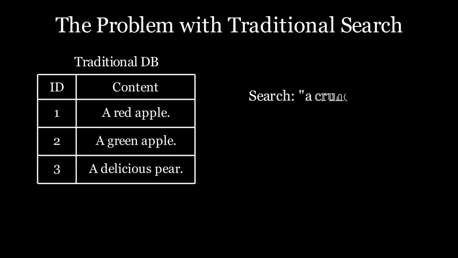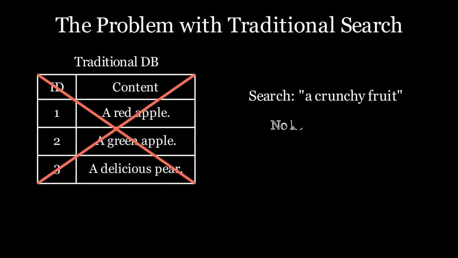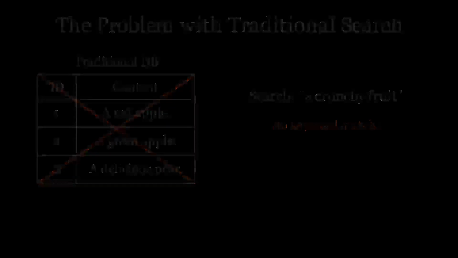Simple and effective. But what happens when our search is more about a concept than a specific word? Let's try searching for a crunchy fruit. The traditional database fails. It can't find anything because the words crunchy or fruit don't appear exactly in the text. It doesn't understand the meaning. This leads us to the fundamental question. How can we build a search system that understands concepts, not just keywords?